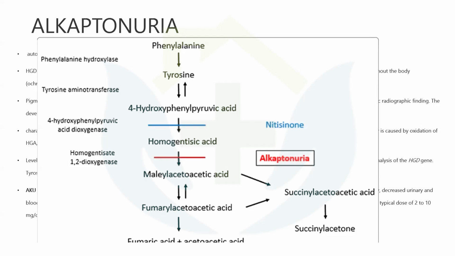And alkaptonuria happens when the homogentisic acid dioxygenase enzyme is deficient, which will lead to homogentisic acid accumulation in the body, which is the basic mechanism of alkaptonuria. Next.